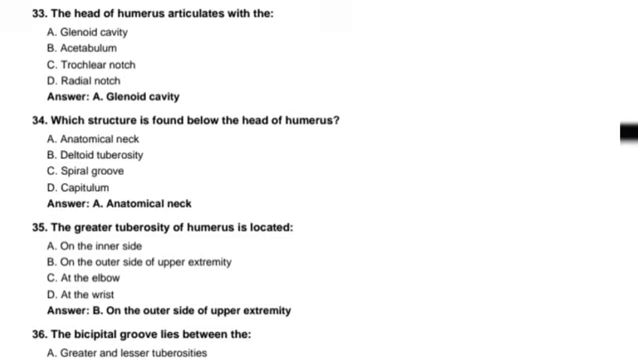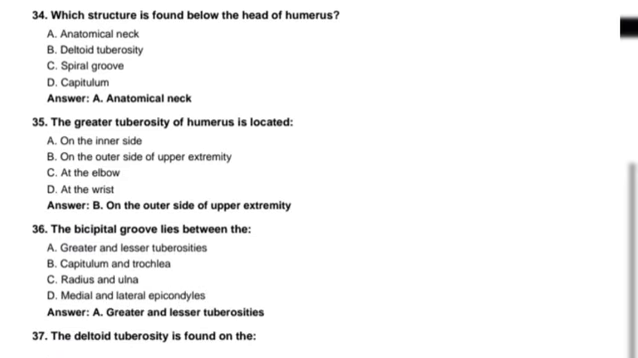Question number 33. The head of humerus articulates with the option A. Glenoid cavity. Option B. Acetabulum. Option C. Trochlear notch. Option D. Radial notch. The right answer is option A. Glenoid cavity.